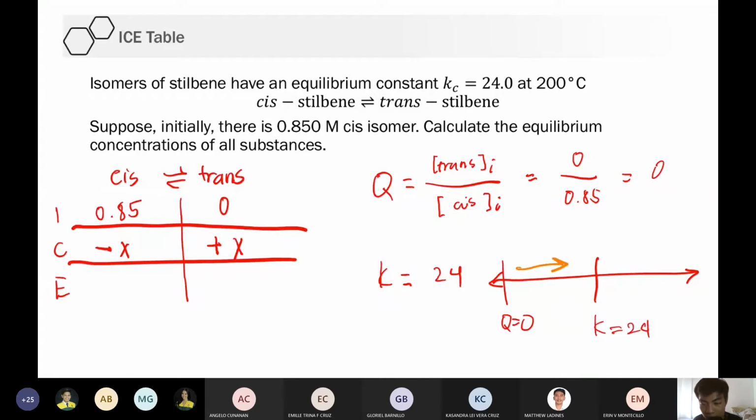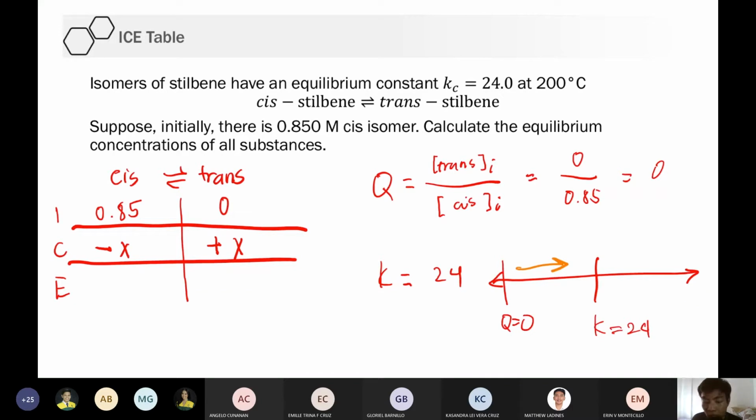Ito, shortcut, para hindi nyo na gawin yung Q. Ano yon? Kung nasan yung 0, dun pupunta yung reaction. Okay? So, tignan nyo, kung nasa reactant ba yung 0 na initial concentration or nasa product. Kung nasan yung 0 concentration, dun pupunta yung reaction. Okay? Because kapag may 0 ka dun, your Q will always be less than the K. Or, pwedeng greater than K.